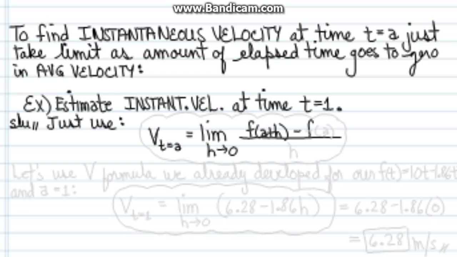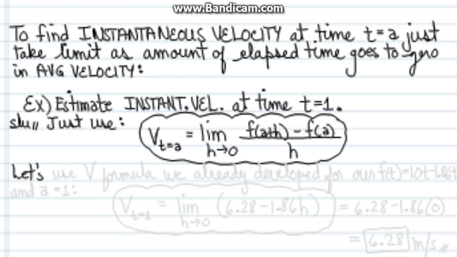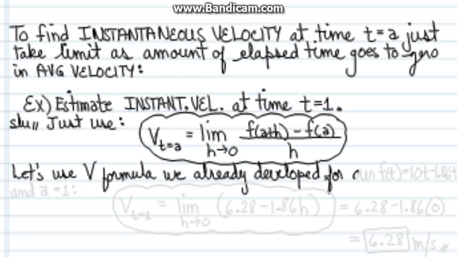It's the limit as h approaches 0 of f of a plus h minus f of a over h in general. For this particular problem, though, we're going to customize it using the function f of t equals 10t minus 1.86t squared, and we're going to use the value, the initial time, the time that we're looking for this instantaneous velocity, a equals 1. So the formula that we used with those two factors, f of t and a equals 1, turned out to be 6.28 minus 1.86h.